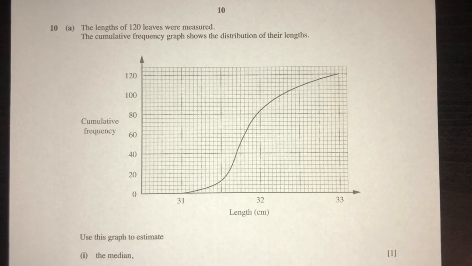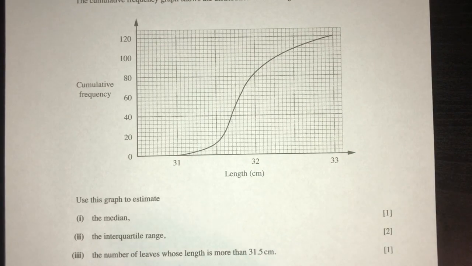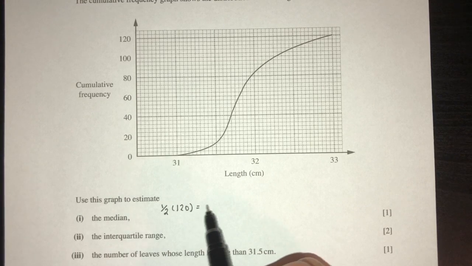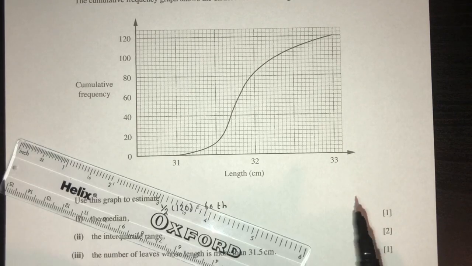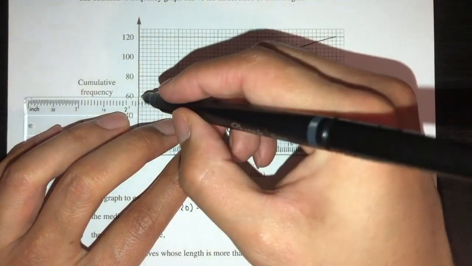So the length of 120 leaves were measured. The cumulative frequency graph shows the distribution of their length. Okay, so we know in total we have 120 leaves. Okay, that is good to know. Now, use the graph to estimate. First one is the median. So to find the median is the half, the middle value. So half times the total number, that will be 60th element. So go to your graph, go to your 60th element, and draw a horizontal line.